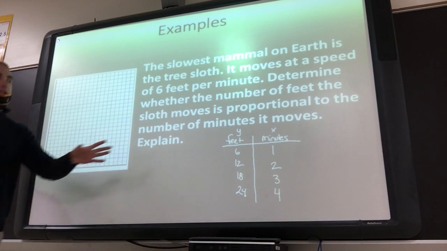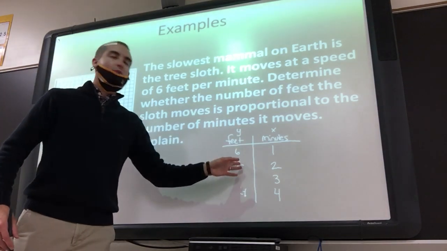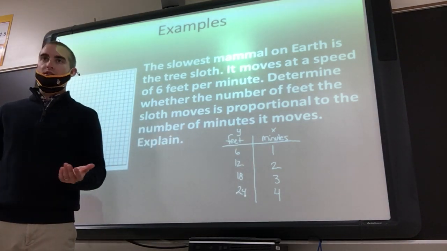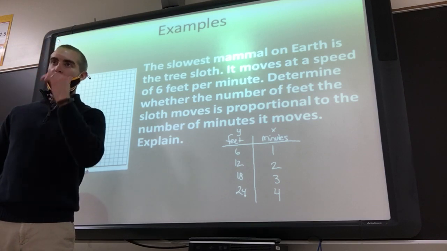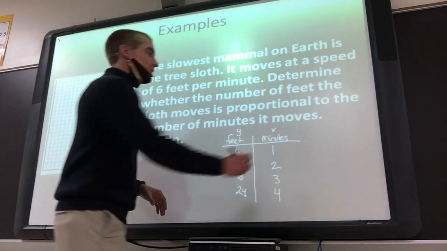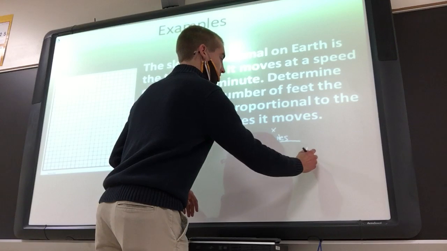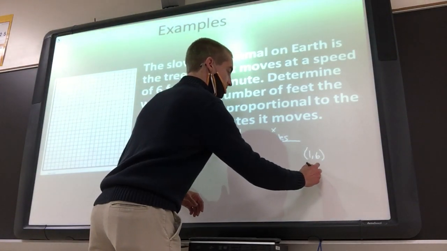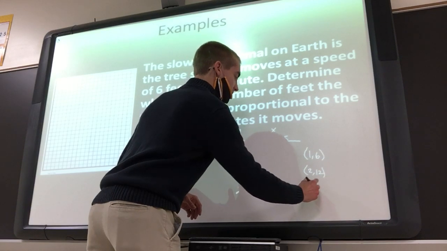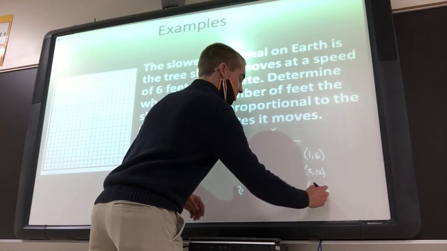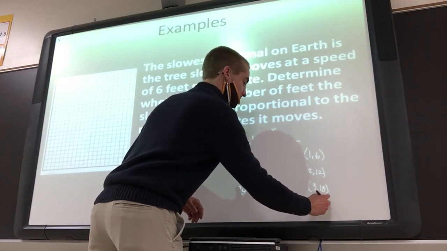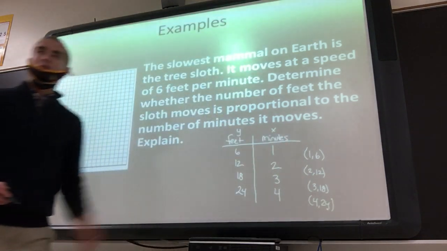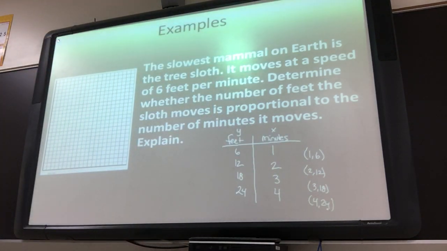So notice, if we can decide what's x and what's y, we've got our coordinates. Remember, in a coordinate, x comes first. So I'm just going to, you don't have to do this all the time, but we're going to have (1, 6), (2, 12), (3, 18), and (4, 24). Those are our 4 coordinates we're going to be graphing today.